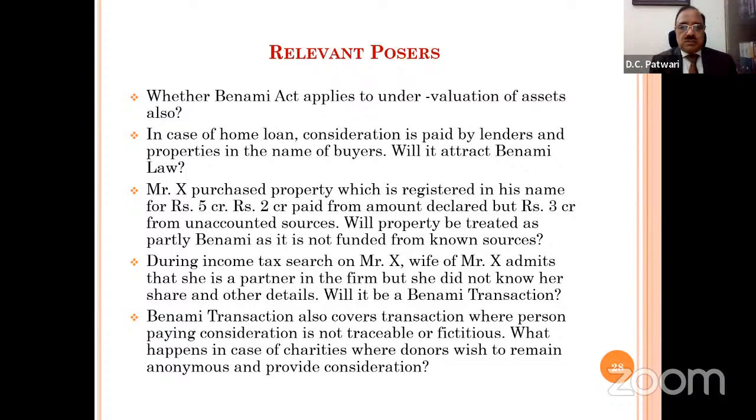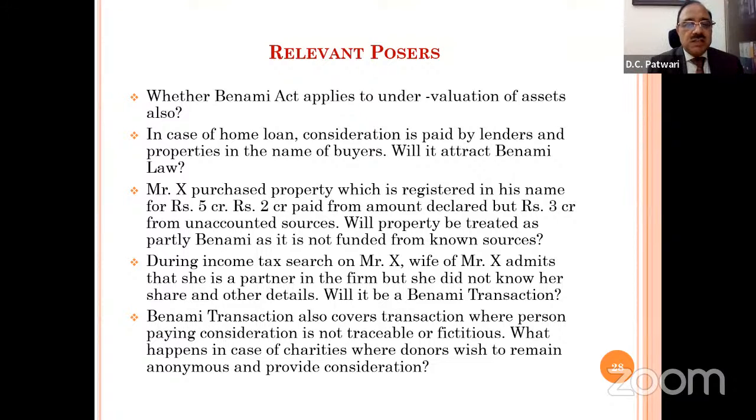Now, relevant questions. Just to clarify these provisions in more detail, I would like to address these questions and answer. Whether Benami Act applies to undervaluation of assets also? No, because undervaluation of asset is in the domain of income tax and not in the Benami Act. If any property or asset is undervalued, that can be treated as investment partly explained under the Income Tax Act, and addition of that can be made there. So Benami Act does not apply here.